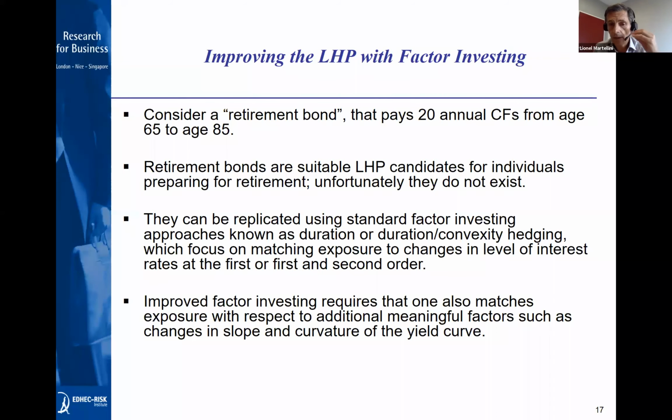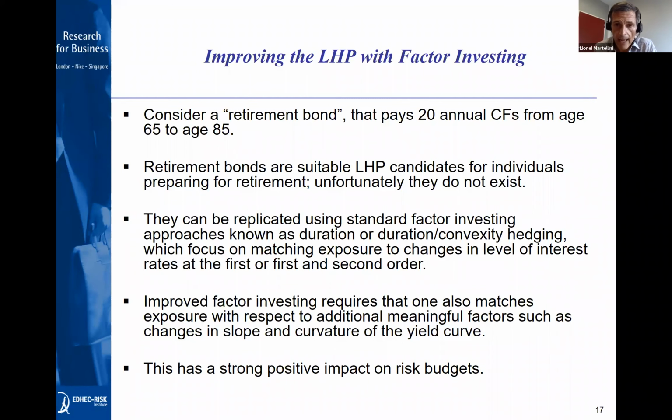And then I'm also thinking about the curvature of the yield curve as well. So there are at least three very consensual factors: level, slope, and convexity, curvature of the yield curve, that we should do a good job in terms of matching exposure with respect to these three factors on the asset side and on the liability side.